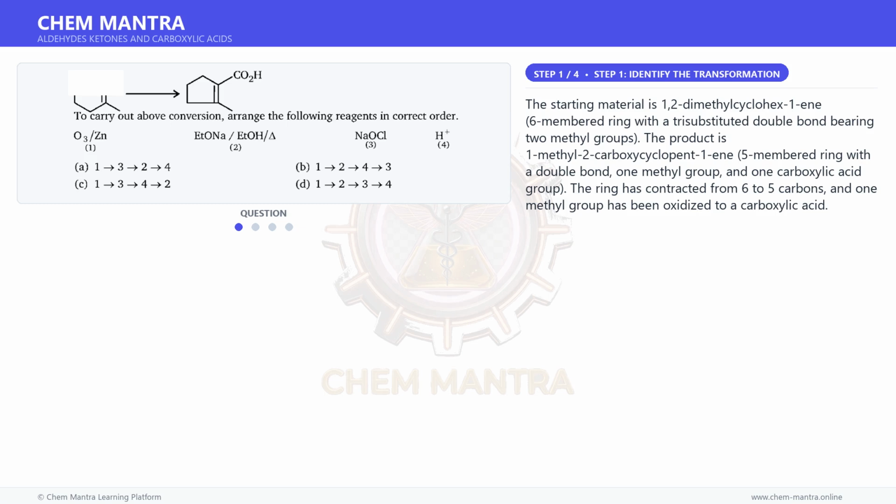The starting material is 1,2-dimethylcyclohexene, a 6-membered ring with a trisubstituted double bond bearing two methyl groups. The product is 1-methyl-2-carboxycyclopentene, a 5-membered ring with a double bond, 1 methyl group, and 1 carboxylic acid group. The ring has contracted from 6 to 5 carbons, and 1 methyl group has been oxidized to a carboxylic acid.